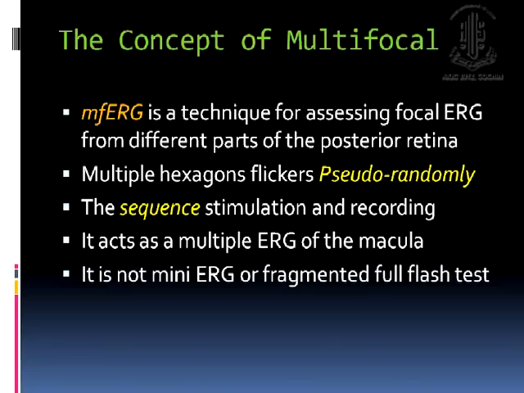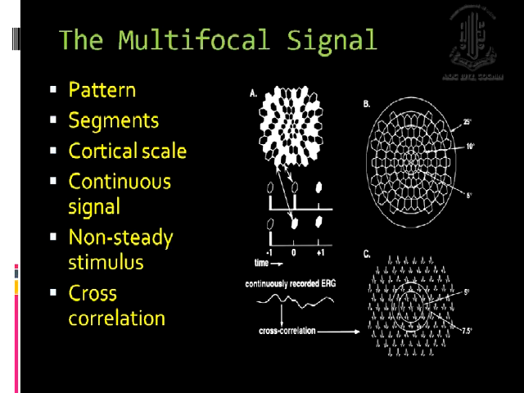It can act as multiple ERGs of the macula, but it's very important to emphasize that these are not mini ERGs. It's not produced as one single ERG and then fractioned and fragmented over the entire retina. The reason for this is that these waveforms come from extrapolation of certain summation of the sequence that we just described. So this is a mathematically extracted signal. It's not a true signal representing each degree of the retina. This is basically the idea of the multifocal signal.